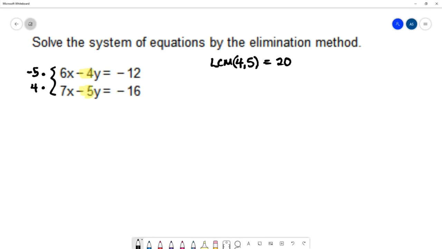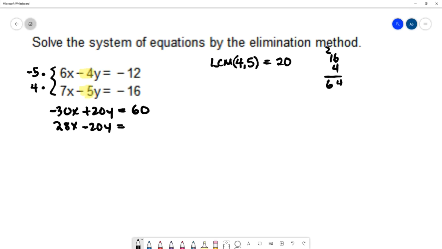So when we do this multiplication, we're going to multiply every term by those numbers. And our new system is negative 30x plus 20y equals a positive 60. And the second one is 28x minus 20y equals, and I don't know 16 times 4 in my head, so we've got 64. And that's going to be a negative 64.